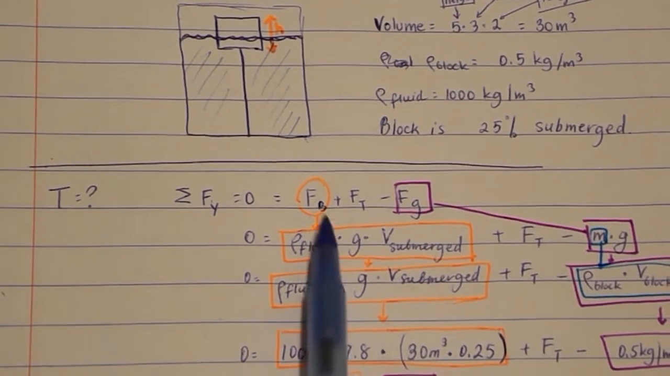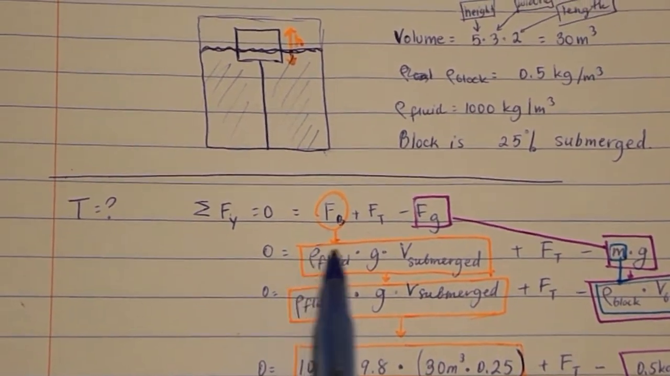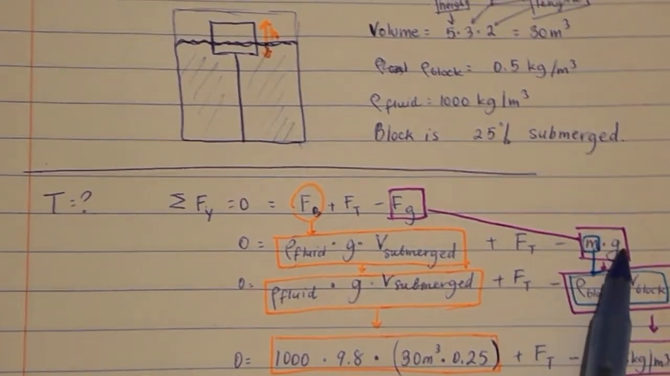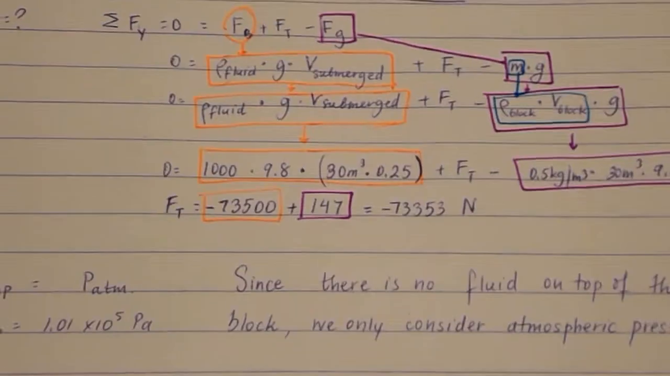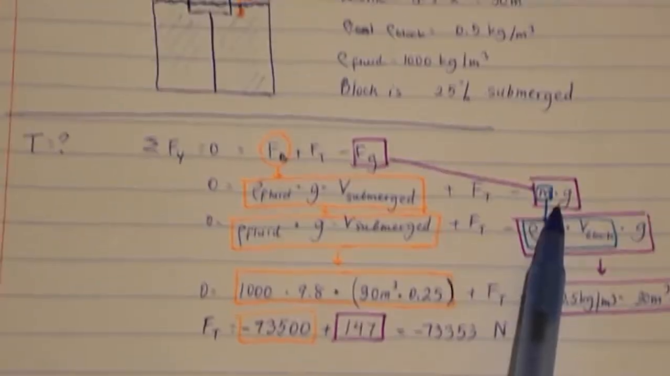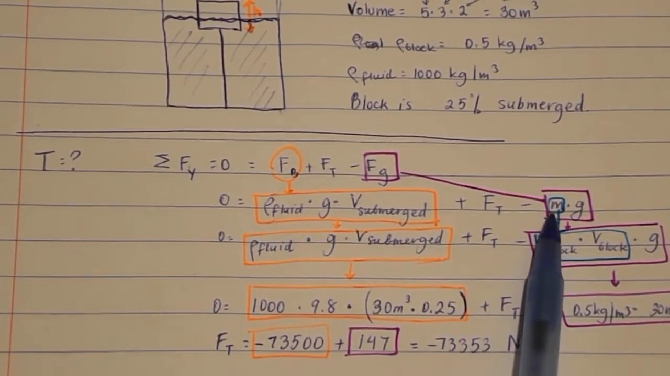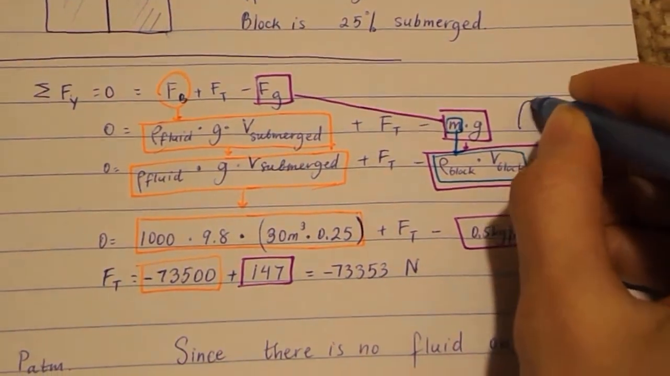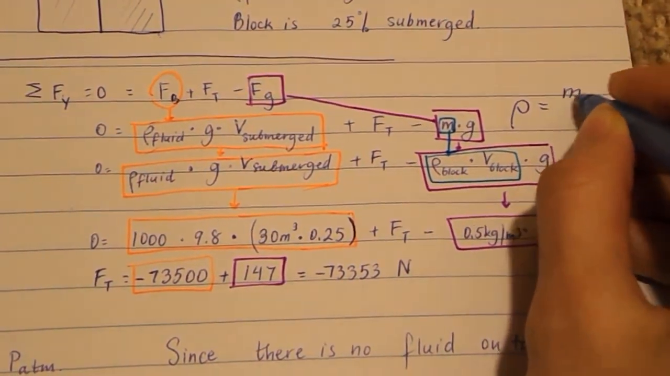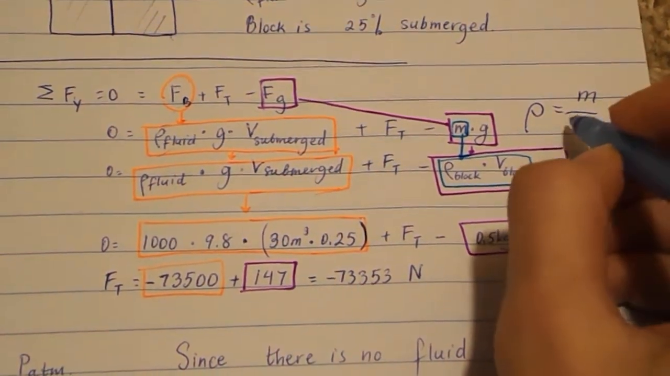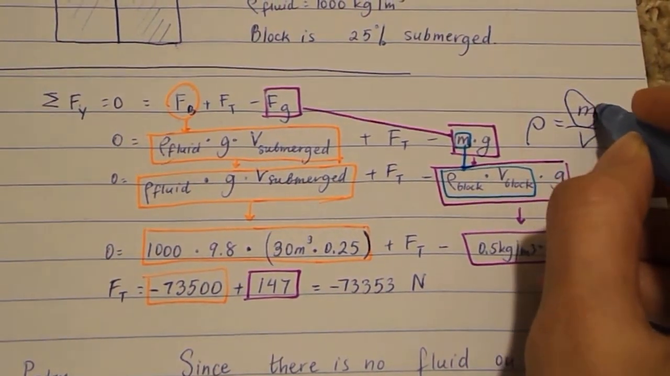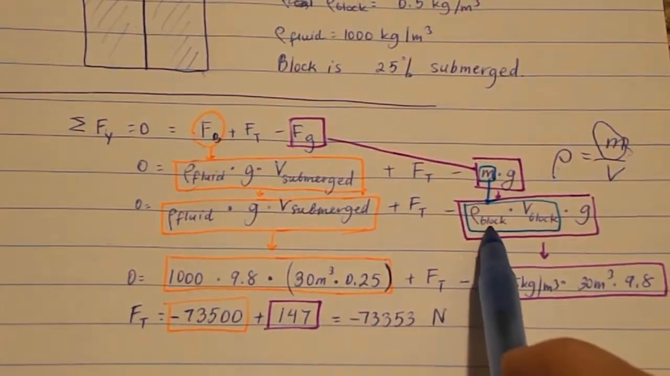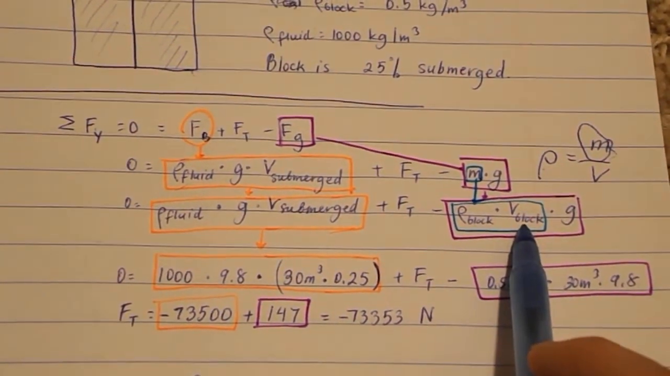Buoyancy is an upward force, that's why it's positive. And then gravity is negative, so it's negative mass times g. That's the gravitational force. But what is the mass? Mass is not given, but we can find this mass. Density equals mass over volume. So to find this mass, we can multiply the density of the block by its volume. That's what's written here, the density of the block and then the volume of the block.